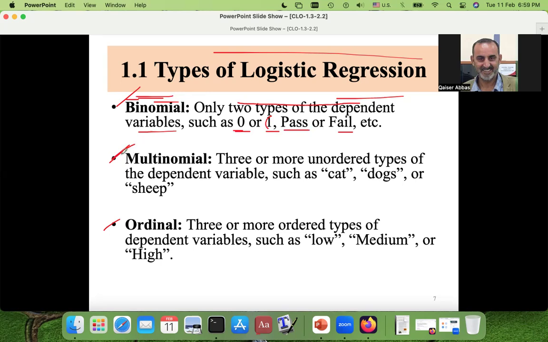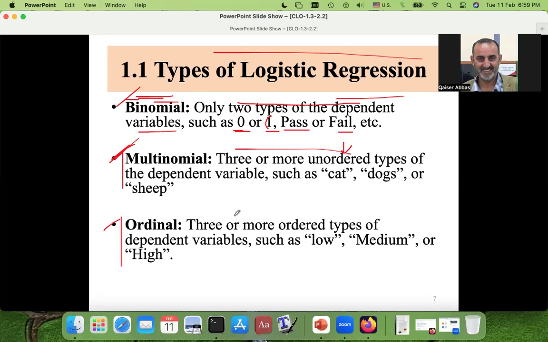Multinomial. So what is this type of logistic regression? Here you will predict 3 or more classes, and the word is unordered. You can use another word, different. When you want to predict 3 or more different classes which do not have any order, for example cats, dogs, cows, whatever, maybe humans, because it is unordered, that is called multinomial logistic regression. And then ordinal.